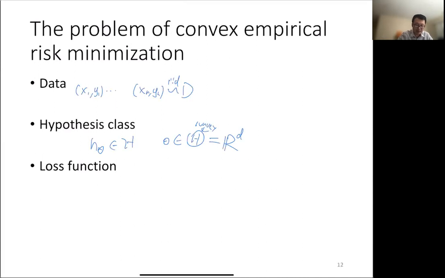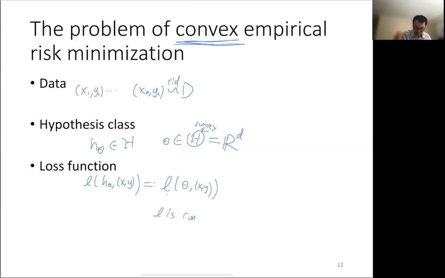Okay, and the kind of loss functions that we consider for convex empirical risk minimization are, so h theta of x, y, we simply rewrite it to be L of theta, x, y, right? And the requirement of convexity is the convexity of the loss function with respect to its first argument. So L is convex in theta.